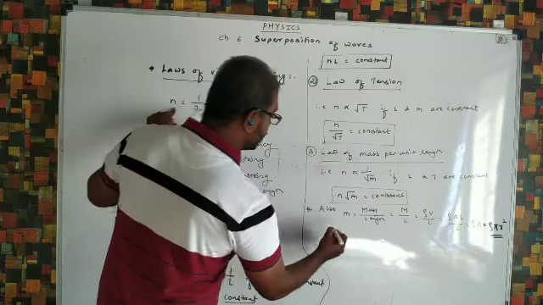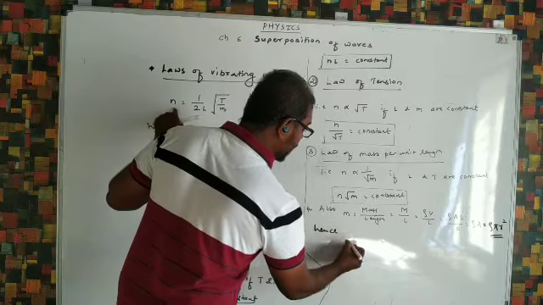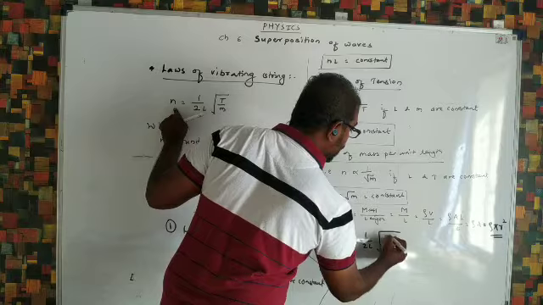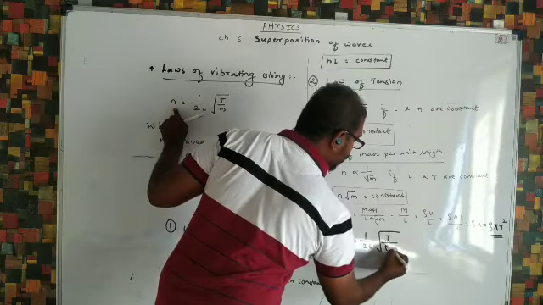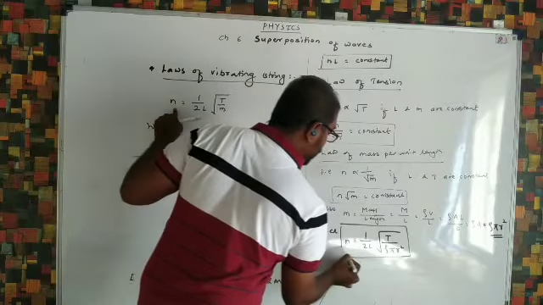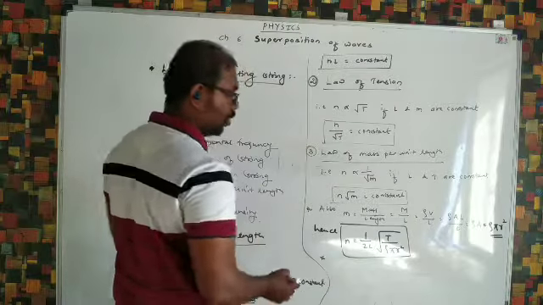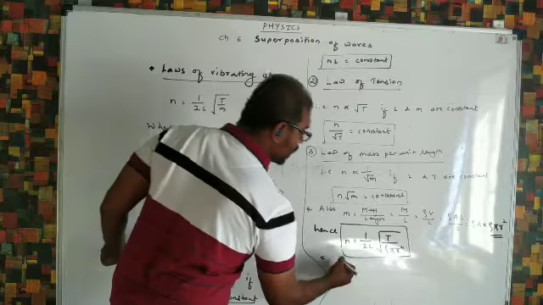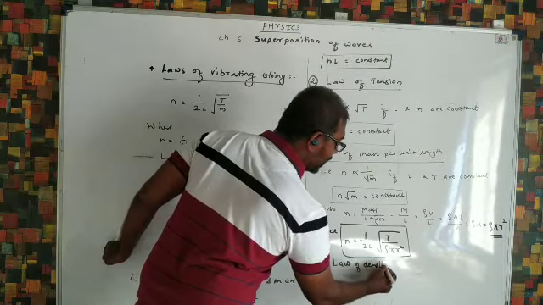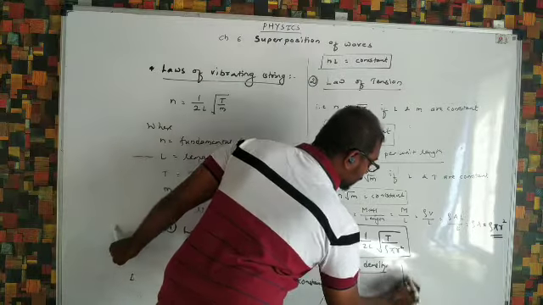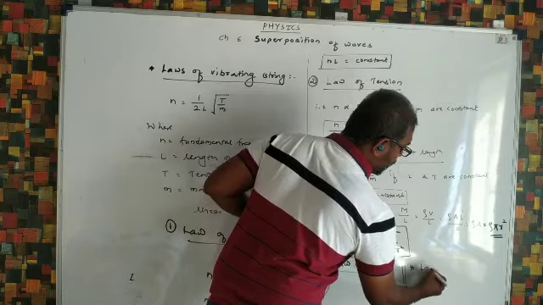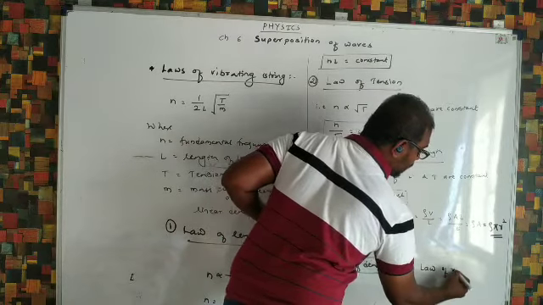If I substitute this formula in the above equation, we get n = 1/2L √(T/m), and instead of m I can write rho pi r square. So this is another formula. By that formula we can also write two laws. The first one is the law of density, the relation between density and fundamental frequency. The second is the law of radius of string, the relation between radius and fundamental frequency.